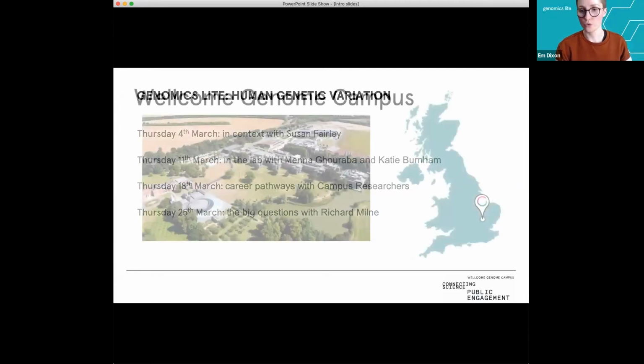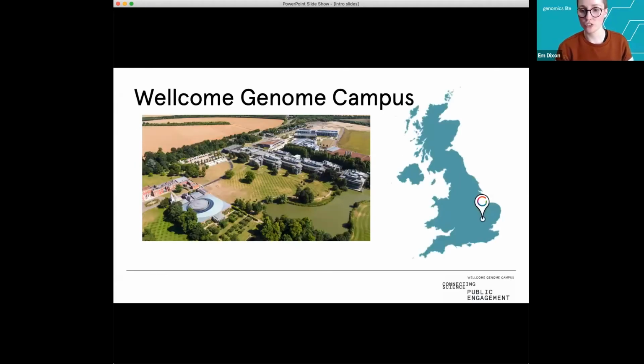We all work at the Wellcome Genome campus, which is based just outside of Cambridge. There's lots of different science that happens on this campus that I'll tell you a little bit about in a minute. I actually started working here during the pandemic, so I've never been to campus. I currently live in East Scotland, so I'm pretty far away from the campus.